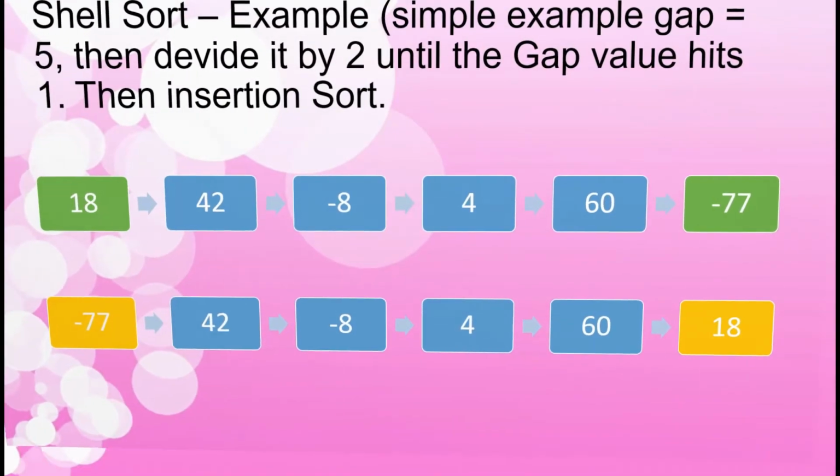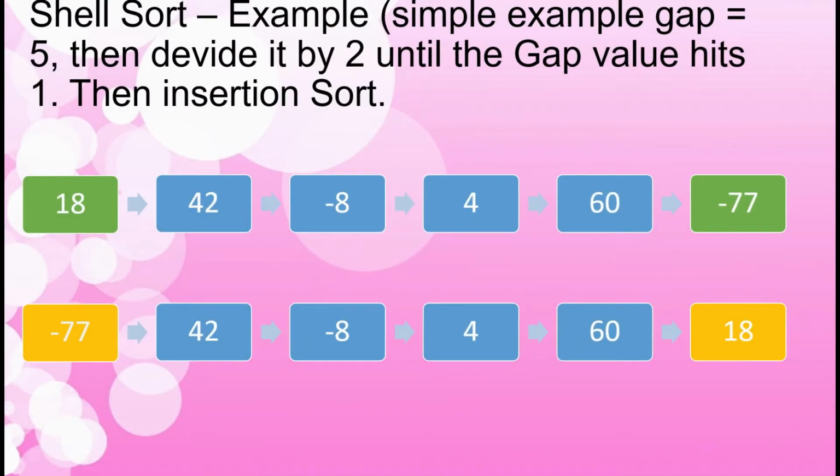Now we can also see an example. For example, we have an array of 6 elements. We will take the gap value of 5. Then we will reduce it by dividing it by 2, and then again and again until the gap value hits 1, and then we will do insertion sort.